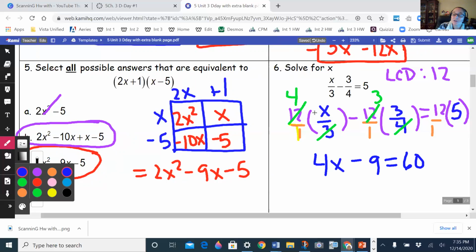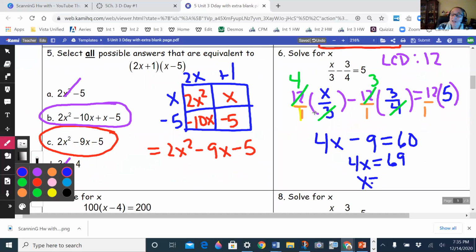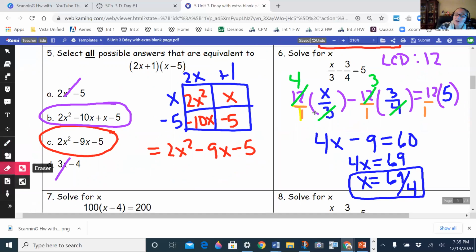And now we're going to solve this. I'm going to add 9 to both sides. So I get 4x is equal to 69. I divide both sides by 4, and I get 69 over 4. And you can just leave that as an answer, or you can put it in your calculator and give me a decimal. Again, if it's a multiple choice situation, you just need to see which way they write it, or which way they ask for it on the computer.